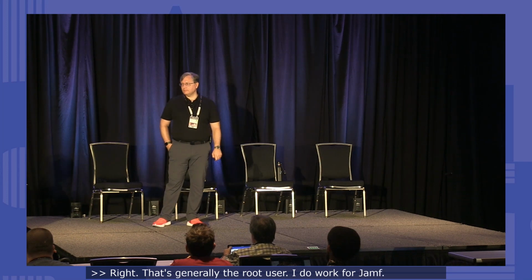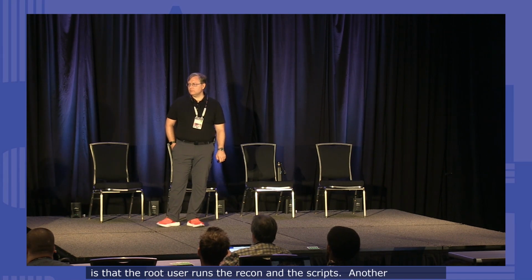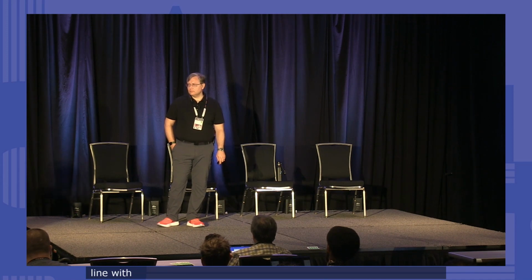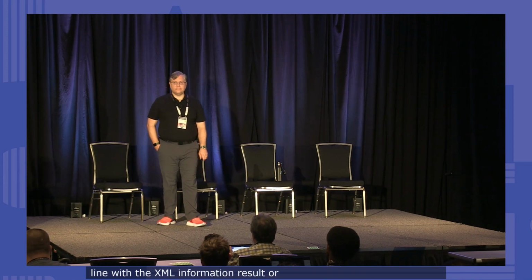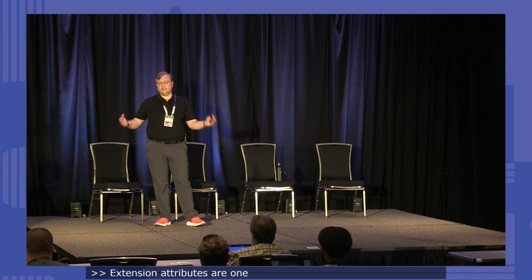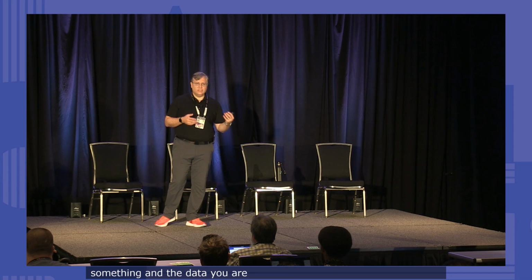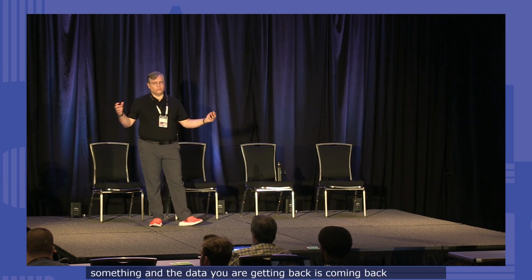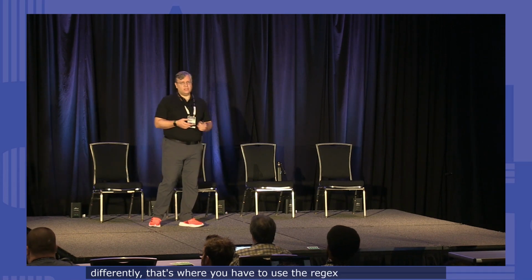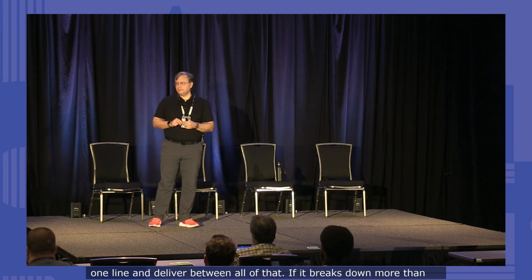Another scripting question here. Does the extension attribute only read the first echo line with the XML tag result information result, or can you have multiple echo lines with multiple result tags? No. Extension attributes are one line. If you want more data out of something and the data is coming back differently, that's where you have to use the grep and the awk and the regex magic to recombine that data and put it into one line with some sort of delimiter between it all. If it breaks down more than that, again, just adding another extension attribute is really what you want.